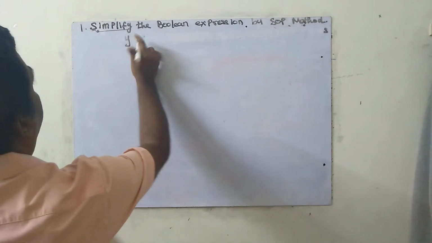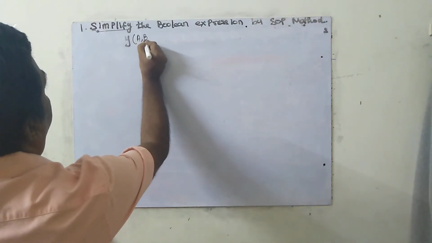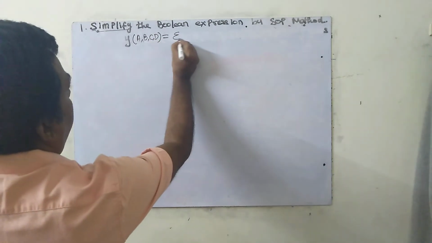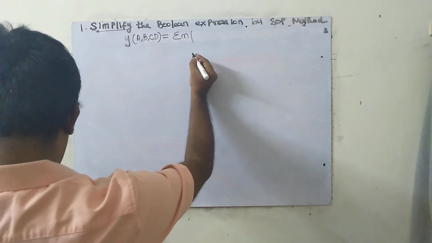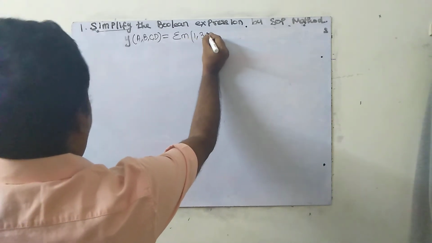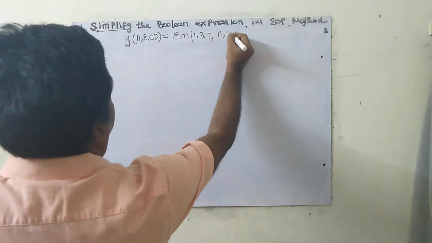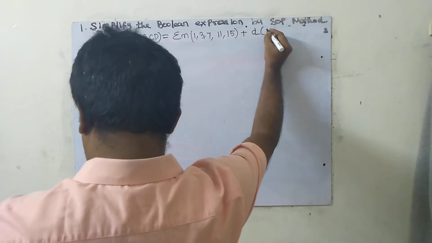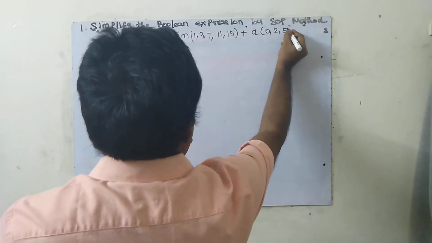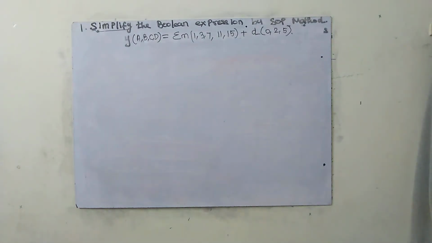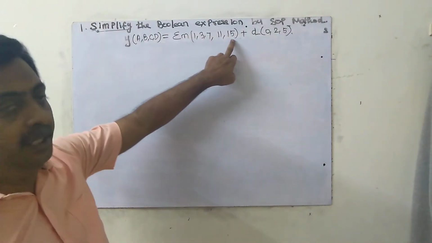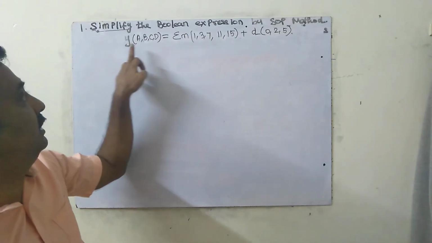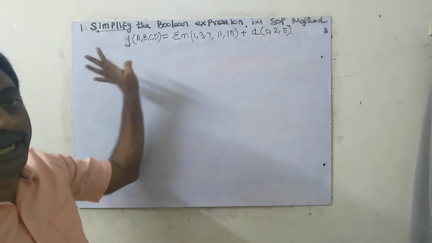Y equal to y of a, b, c, d, directly they have given the meaning, it is 4 variable. Sigma m of 1, 3, 7, 11, 15 plus d of 0, 2, 5. This is the equation, which is called min term. 15 means how many variables? It is a 4 variable problem. Some problems they will give like y of a b c d equal to sigma m of, it is a 4 variable problem.